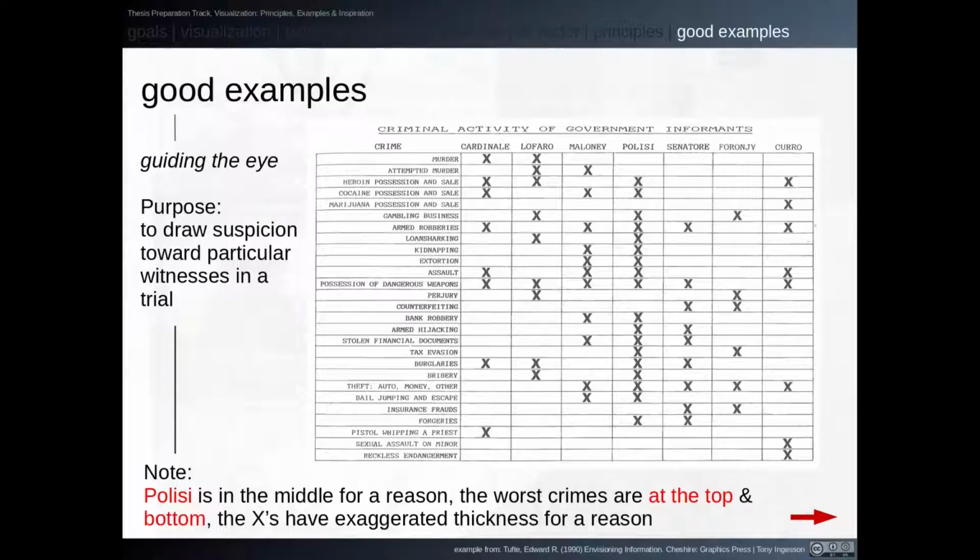Even though Polisi has no X's on the murder, attempted murder, and sexual assault of a minor, for example, categories, your eye is constantly being drawn in towards the middle. So your impression of Polisi will probably be quite poor after you've studied this chart for a while.